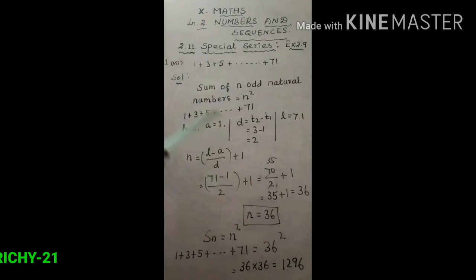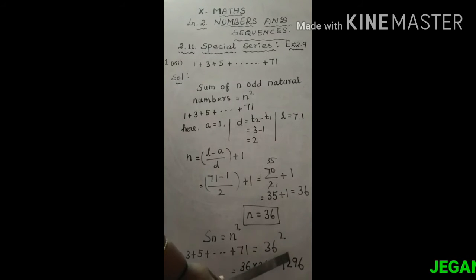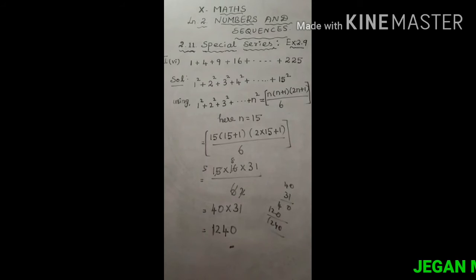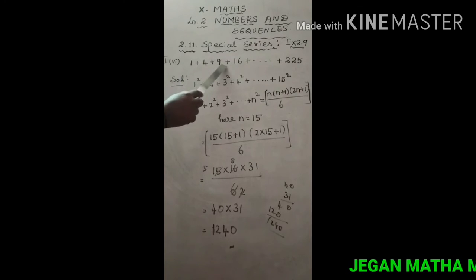So now we use the sum of n odd natural numbers is equal to n square. So 1 plus 3 plus 5 up to 71 is equal to 36 square. 36 into 36 is equal to 1296. So the sum of the given series is equal to 1296.